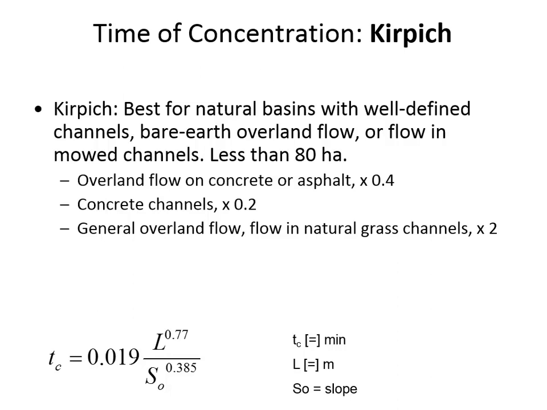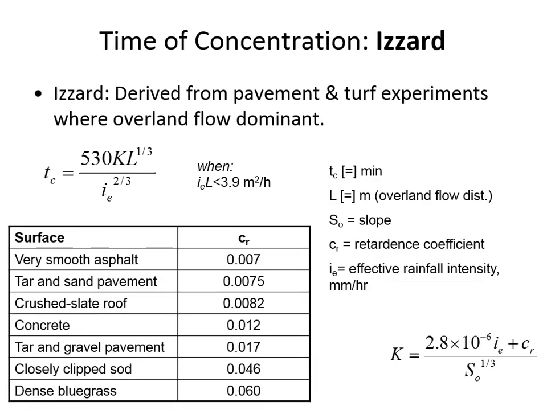But since it doesn't have the n value, what they usually say is they have these correction factors. If you've got concrete or asphalt, multiply your travel time by 0.4. Concrete channel, then multiply it by 0.2. Or if it's grassy flow in a grass channel, or general overland flow, double it. And so this is a lot less accurate than the previous equations have been, because it takes fewer factors into account in calculating the time of concentration.